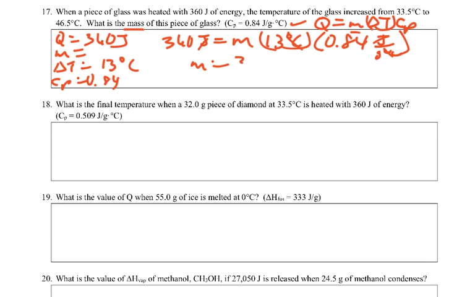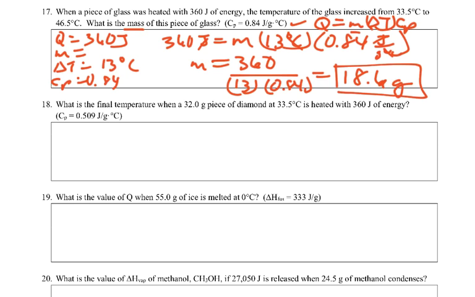So M is 360 divided by 13 divided by 0.84. It's really messy. Okay, and I'm going to calculate. And I get a value of 18.6335. So I'm going to say 18.6 grams. So that's what I think I have here. So for a piece of glass, I just put it into my Q equals M C delta T, find my variables. This is going to be a 4-point problem because you're going to have the variables, the equation, which you should know, substitute in, get the answer.